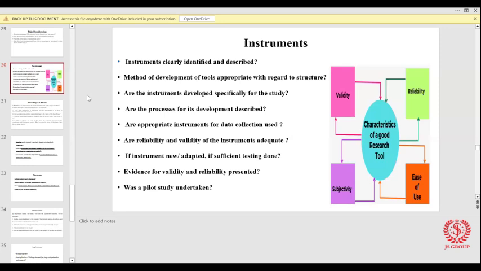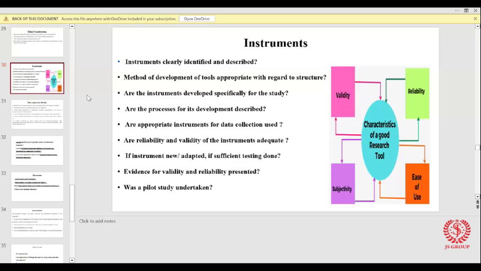Then the inter-rater method means two members checking, and with that we can check the reliability. Another method is test retest, to check the reliability. So whether adequate reliability is there or not. Above 0.7 is normal. We have to check how much reliability the researcher got, and whether it is adequate for getting the answer or not.